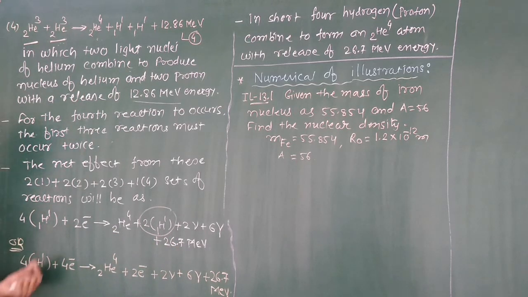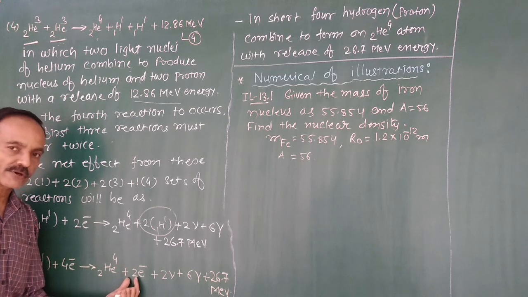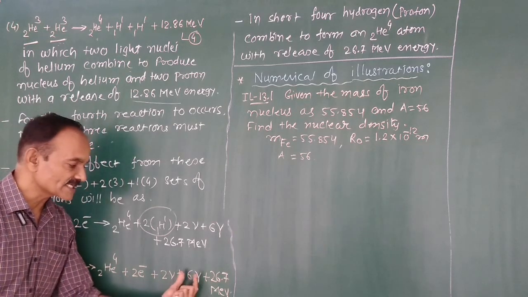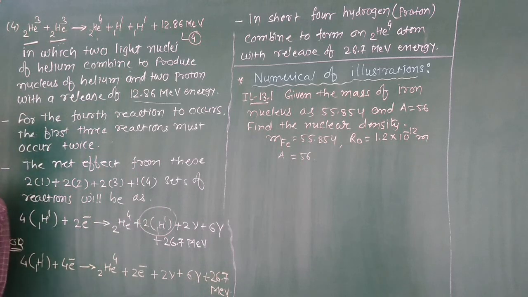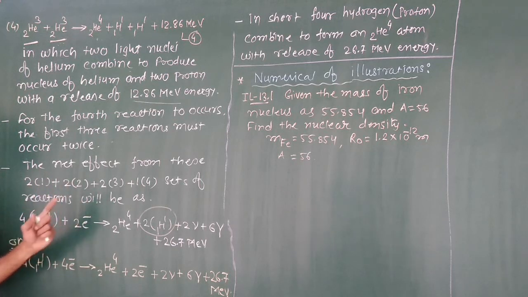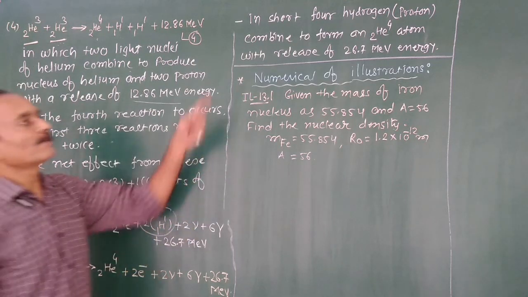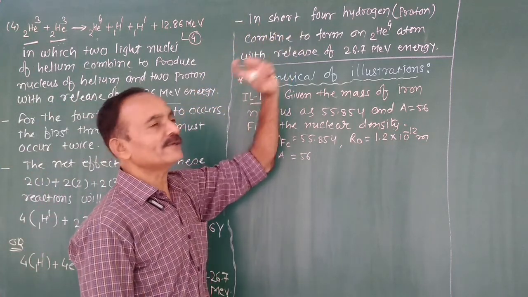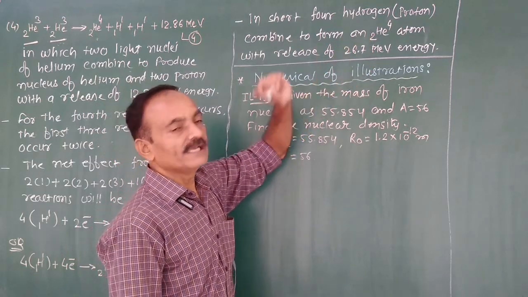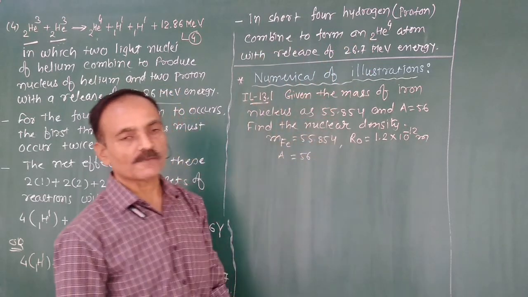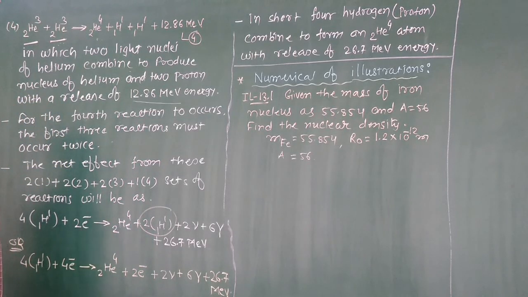Clear? Okay. This reaction can also be written as 4 hydrogen or 4 protons plus 2 electrons, and as a result, 1 helium nucleus plus 2 neutrino plus 6 gamma radiation plus 26.7 MeV energy is released. Clear? So that is the proton cycle that occurs in the sun, in the star. In short, the 4 hydrogen, that means the protons, combine to form a helium nucleus or the helium atom with release of 26.7 MeV energy.